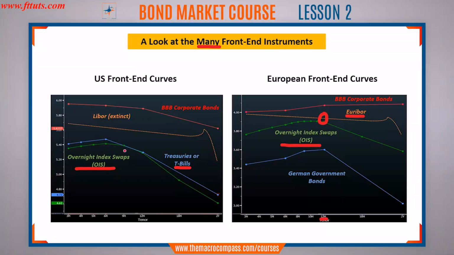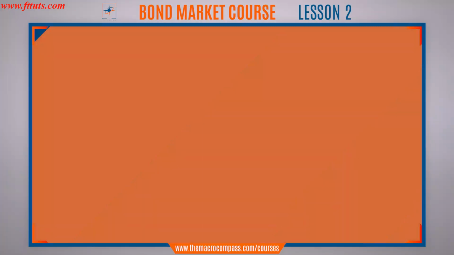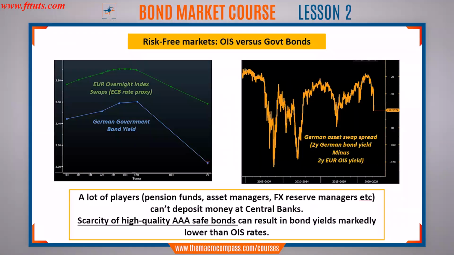Those differences, as you can see here, are more subtle. In Europe, they're pretty wide, but they're also important to track and follow for the monetary plumbing. So let's talk about risk-free markets, and in particular, let's talk about OIS and government bonds. What is the difference? Why does it exist? We'll take again the case of Europe, because the difference is more marked between Euro overnight index swaps and German government bond yields, to explain the dynamics and the subtle differences between these two rates.